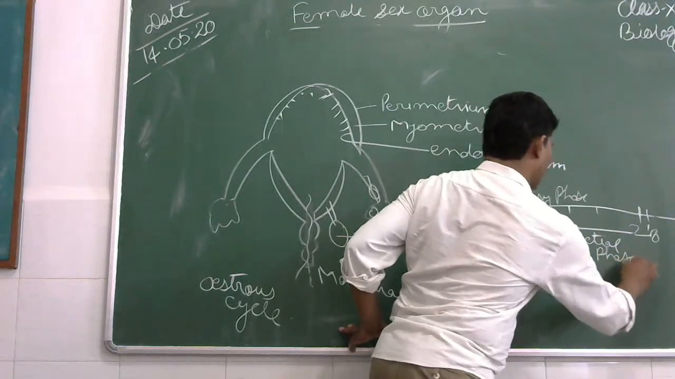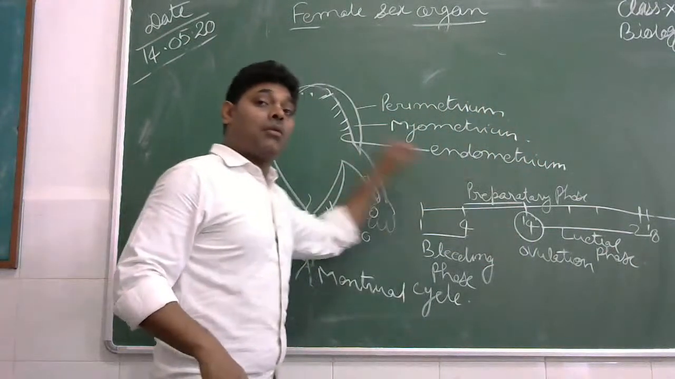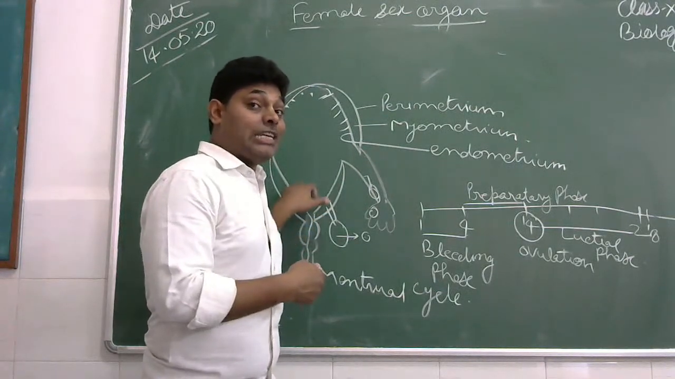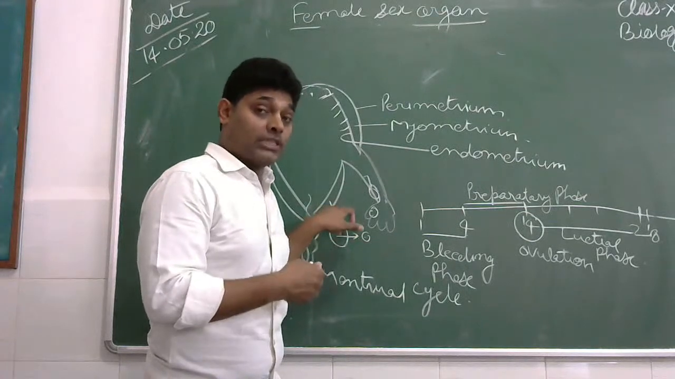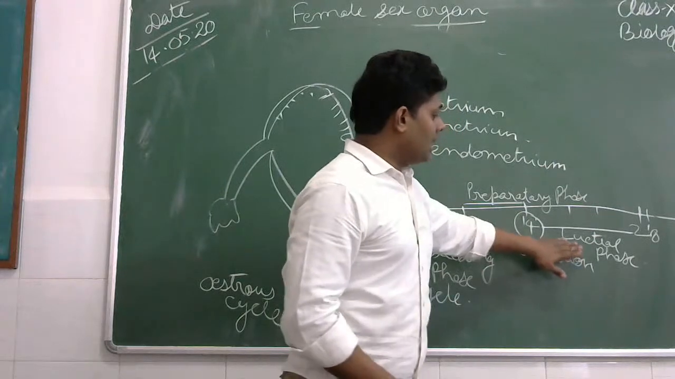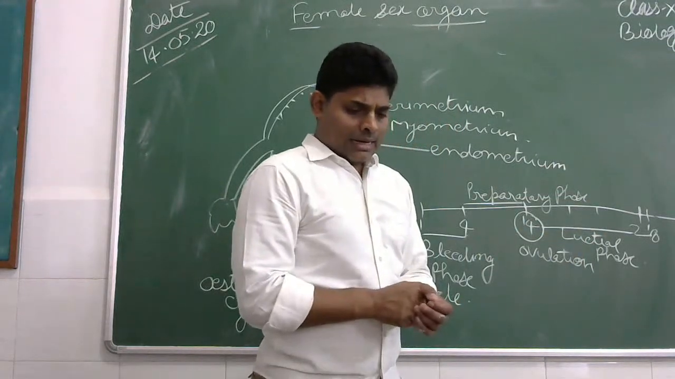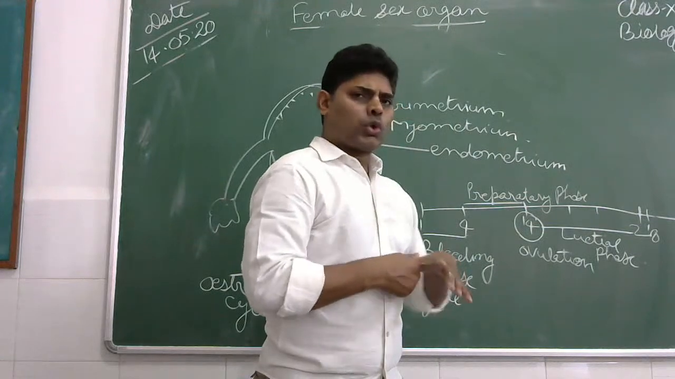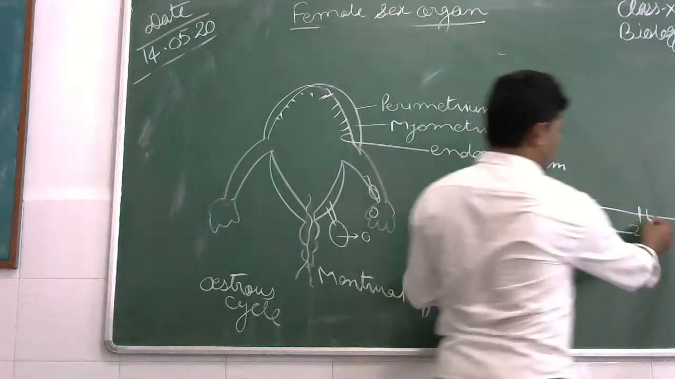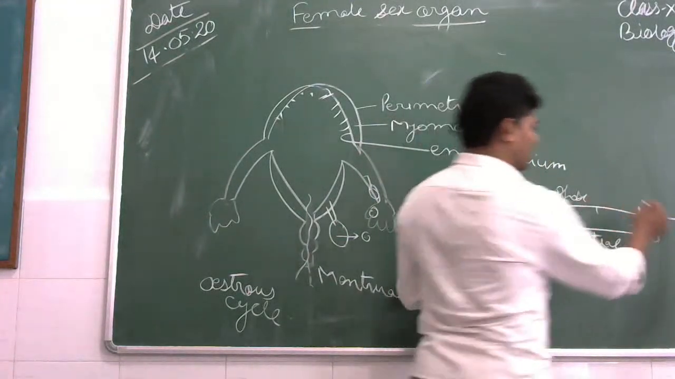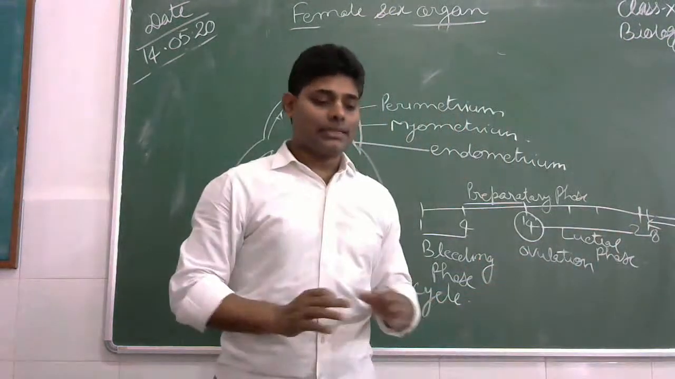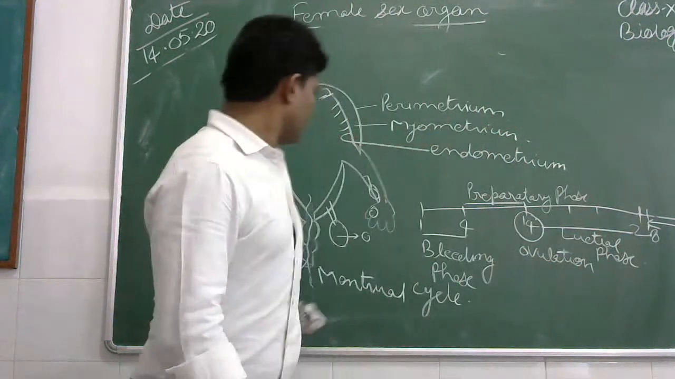After this 14th day comes the luteal phase. As I told in the TS of ovary, the lutein cells are formed at 14 days and the secretion of progesterone starts. So this is the luteal phase. It completes at approximately 28 days. Then after 28 days, if fertilization does not occur, the next bleeding phase starts. This is the menstrual cycle.